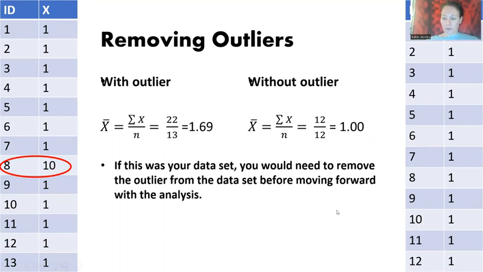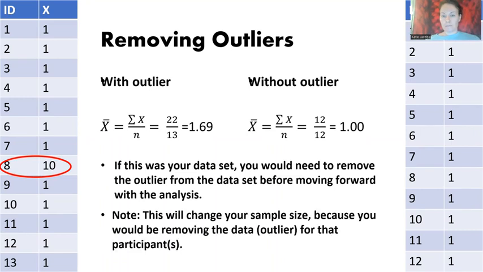So again, if this was your data set, you would need to remove the outlier from it before moving forward with the analysis. Note this will change your sample size because you'll be removing the data outlier for that participant or participants if there's more than one.